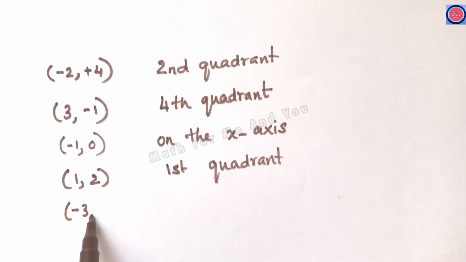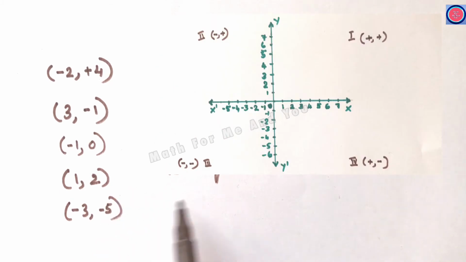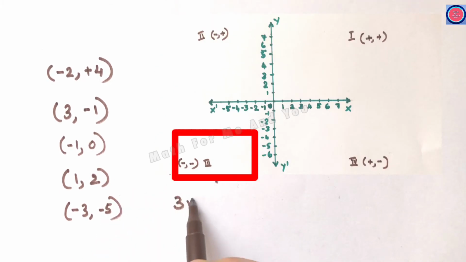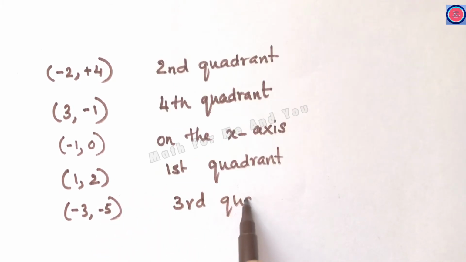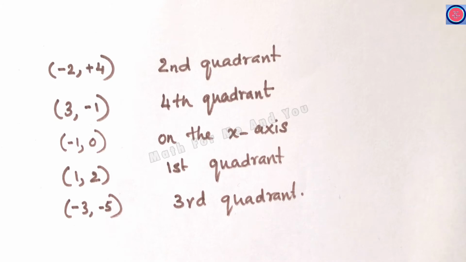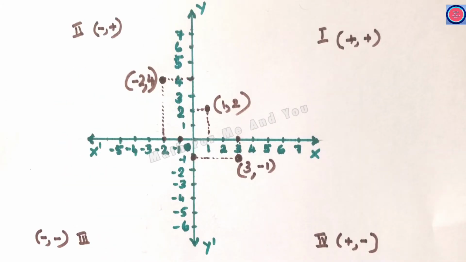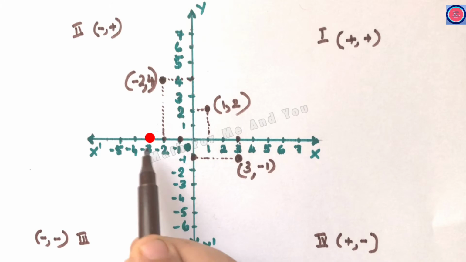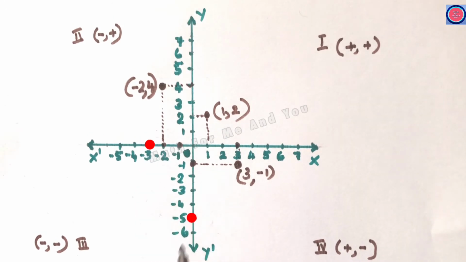Next point is (-3, -5). Negative x number, negative y number. That means it is a point on the third quadrant. Next we have to locate this point and make sure whether this is a point on the third quadrant or not. For that, on the x-axis we will mark -3. Next, -5 we will mark on the y-axis.